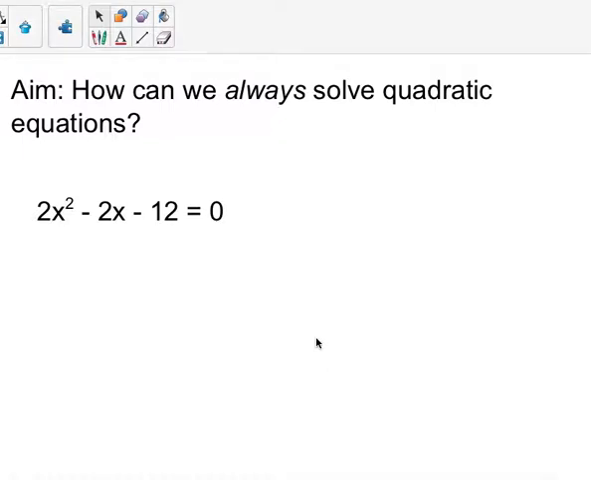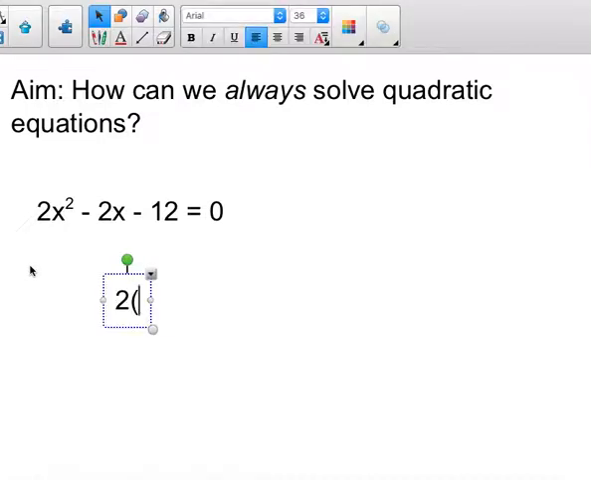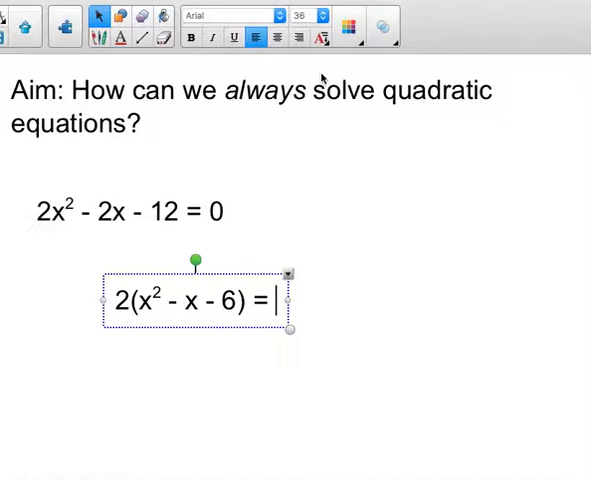Last night, Mr. Keener went over some methods for solving quadratic equations by factoring them with you. And when we've got one that looks like this, that's pretty straightforward. We can see we've got a 2, a negative 2, and a negative 12. So right away, we want to pull out that GCF of 2, and that's going to leave us with x squared minus x minus 6 equals 0.